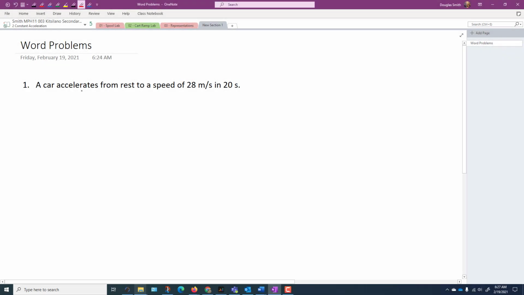Okay, so for today's activities, tasks, you're going to be asked to answer some word problems. And you're going to do this by drawing graphs and analyzing your graphs and the motion. So I'm going to do a couple examples for you, and then you'll be asked to do similar things on a worksheet. So the first one here says a car accelerates from rest to a speed of 28 meters per second in 20 seconds.